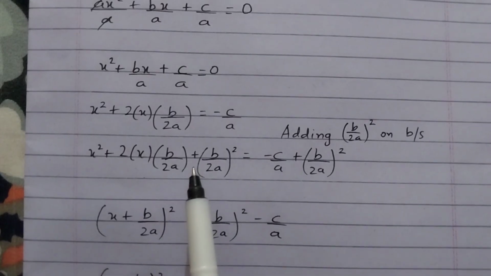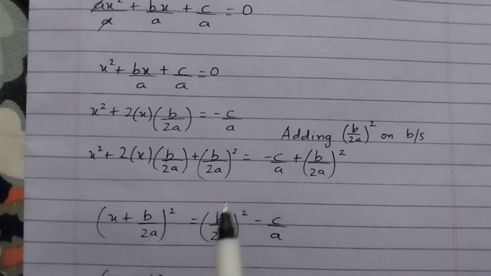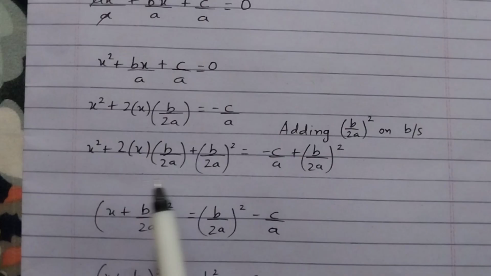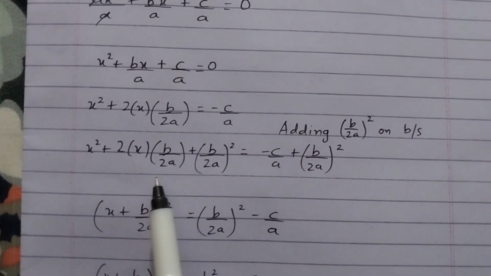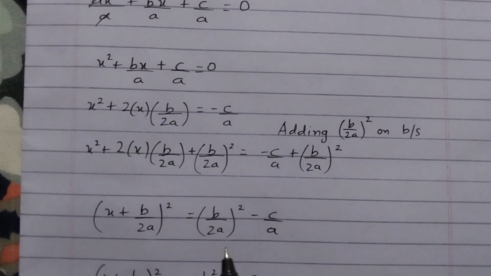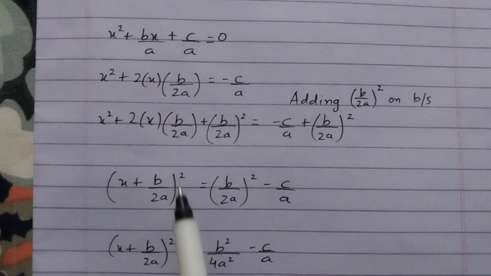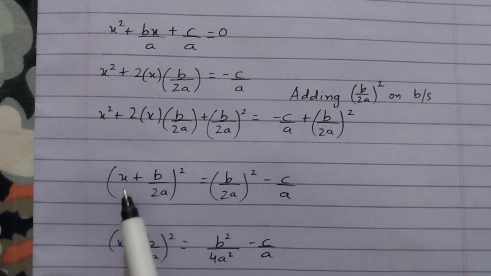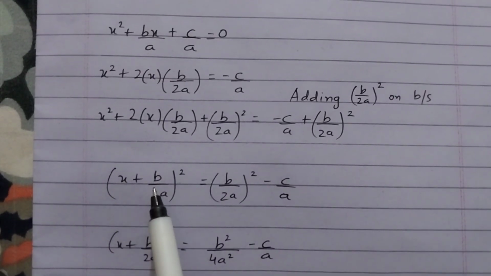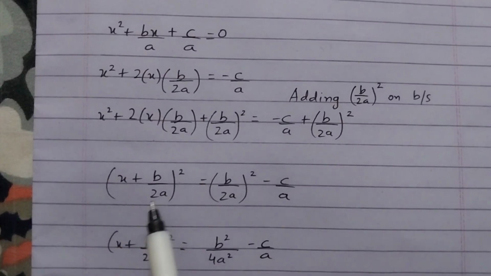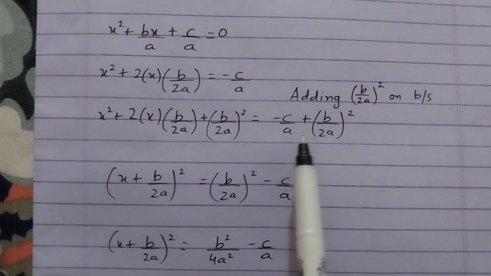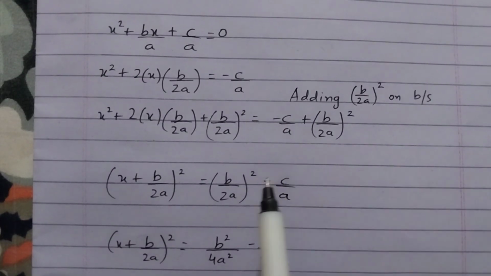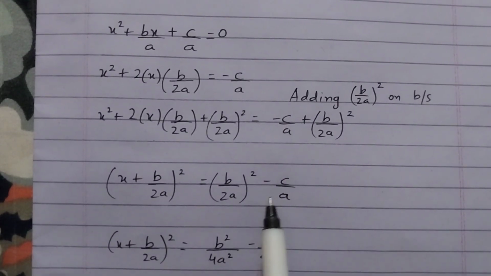And what happens after that? When we add b over 2a whole squared, we get the expansion for (a + b) whole squared on the left hand side, where a is x and b is b over 2a. So we can write this as (a + b) whole squared. So a was x and b was b over 2a. So x plus b over 2a whole squared is equal to, when we rearrange the right hand side, b over 2a whole squared minus c over a.